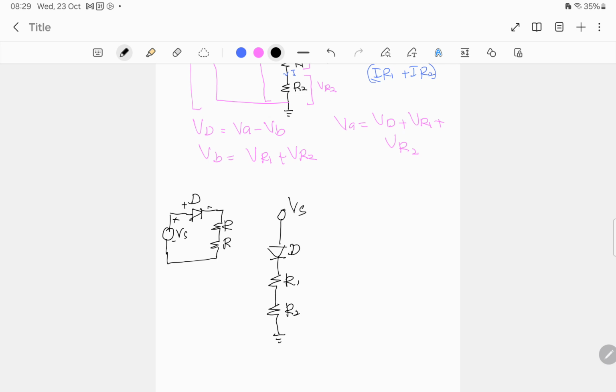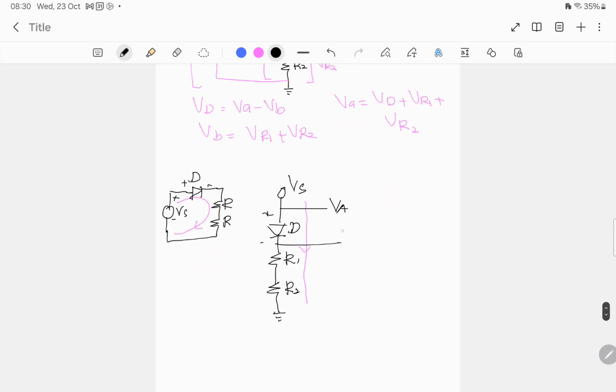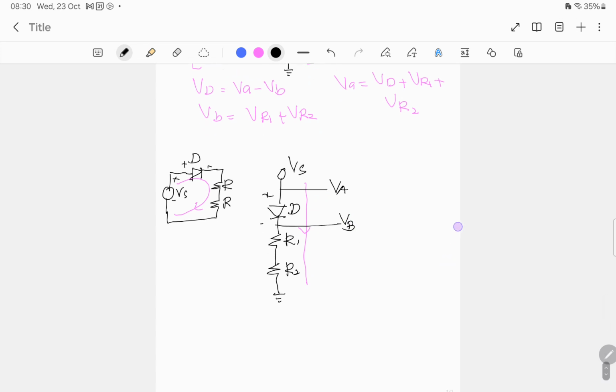For the diode, please be careful with its polarity. For this closed loop, we do KVL. For this one, it goes downwards. Let's say I put a node here called VA, and VB here. Let's do the KVL first.